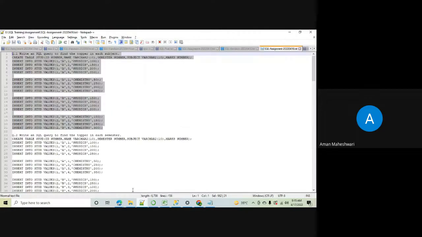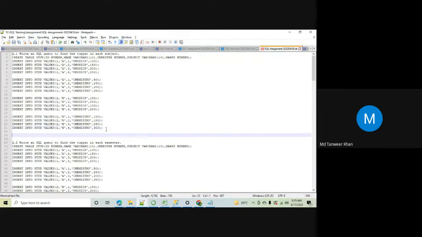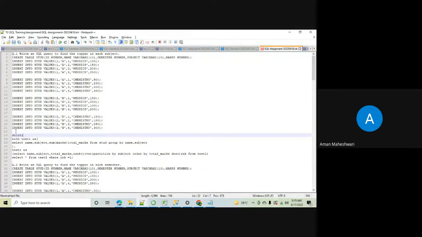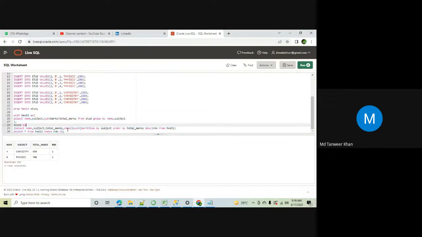Can we also use dense rank here in place of rank? It will work. Yes, of course. Very good. You can use dense rank as well. That will also work here.